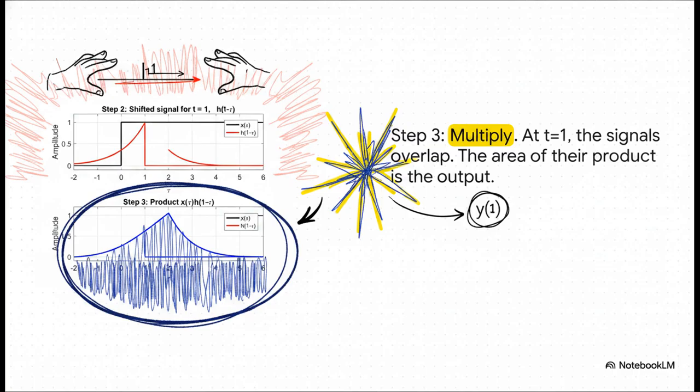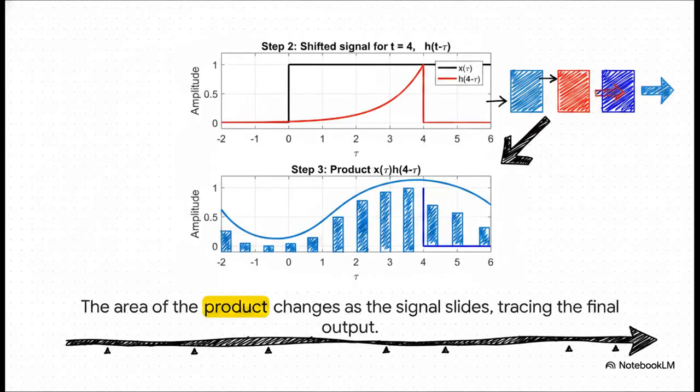We've slid forward to time t equals 1, and boom, we've got our first overlap. That bottom graph shows what you get when you multiply them. And here's the key. The total area under that blue curve gives us the exact value of our output at this one single moment in time. We've just calculated the very first point of our final answer. And we just keep on sliding.